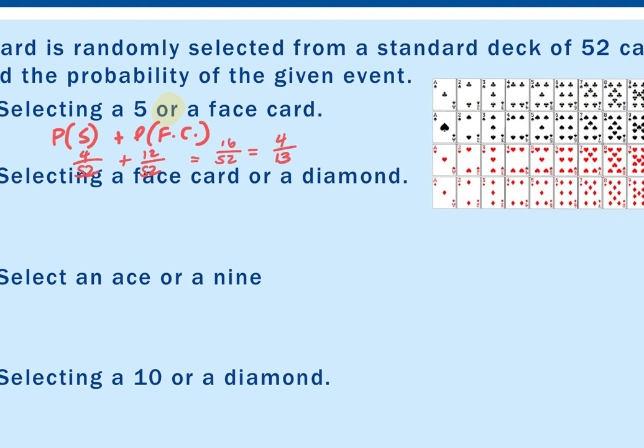What if you subtract? Are they mutually exclusive? You never subtract the ones that overlap here, because there's no 5 that's a face card. That's only if they're not mutually exclusive, right?